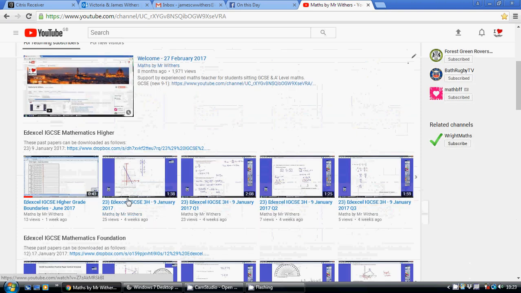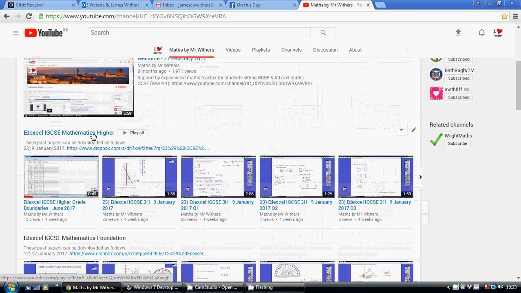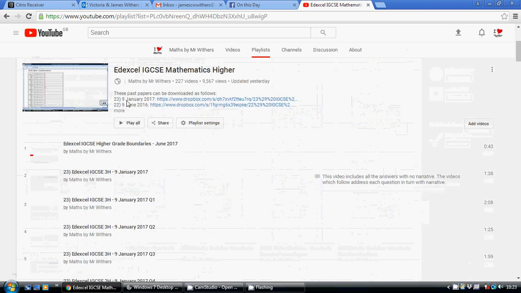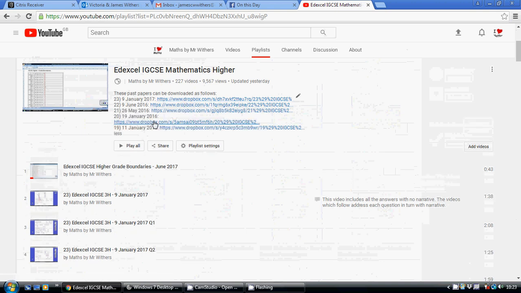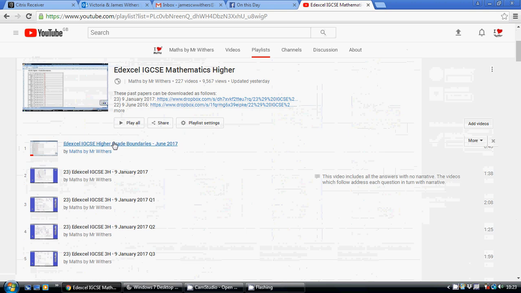So how does each of these channels work? If I just click on the first one as an example, so I'm just taking the IGCSE higher. If we just click on that, well, you can see first of all at the top here, you can actually click on the actual papers themselves. So if you want to download the papers to work through them, there's a whole bunch of them there, so you can work through those.